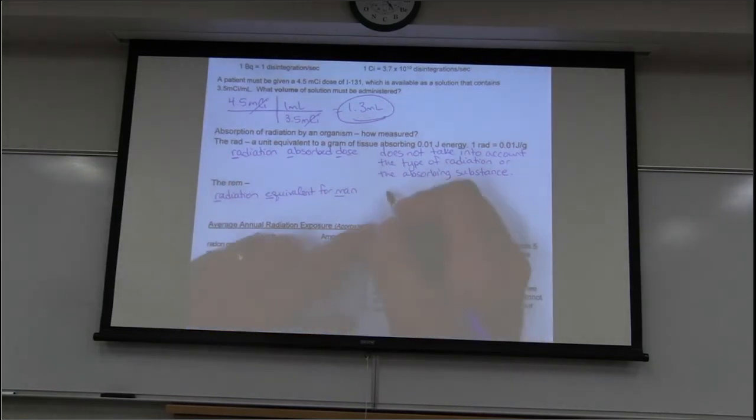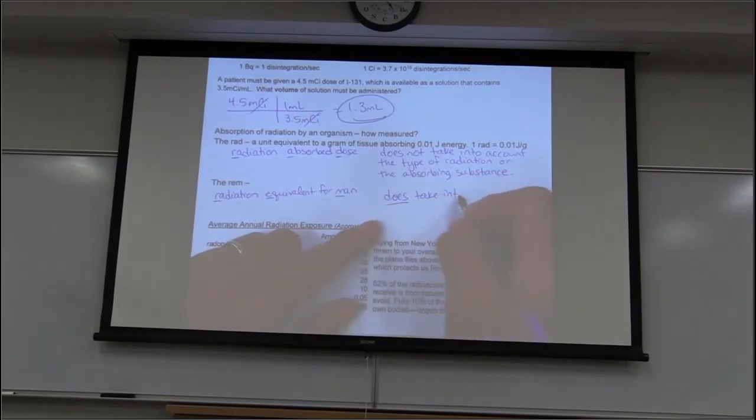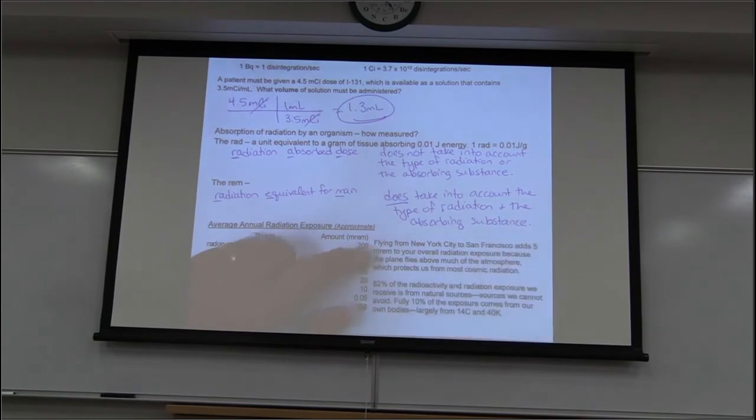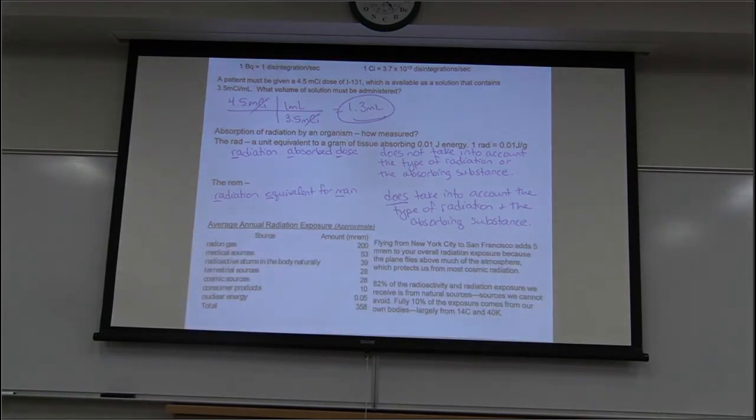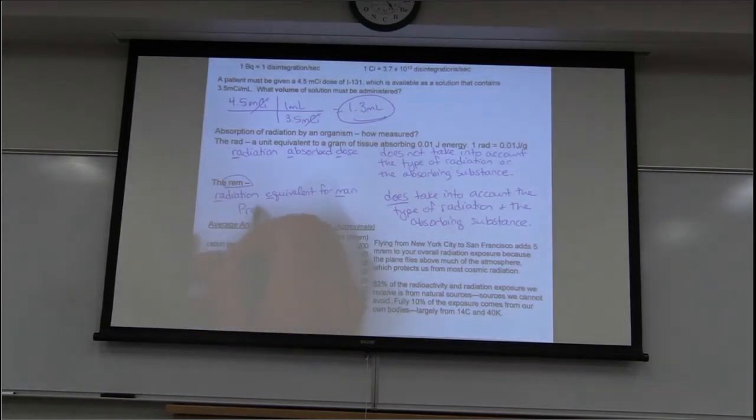The rem, however, does take into account the type of radiation and the absorbing substance. So it takes both into account. The rem is what is mainly used now, and it is the preferred method of measuring.